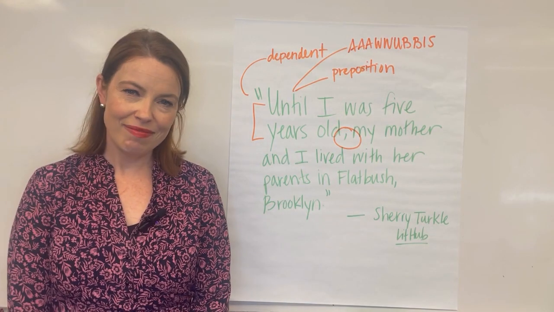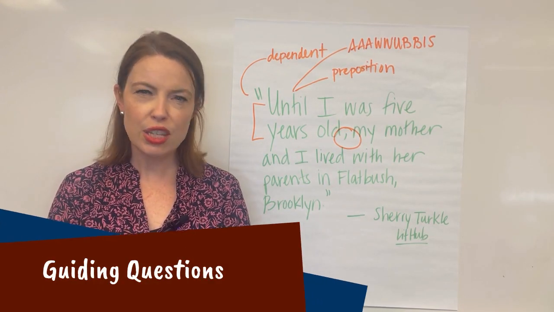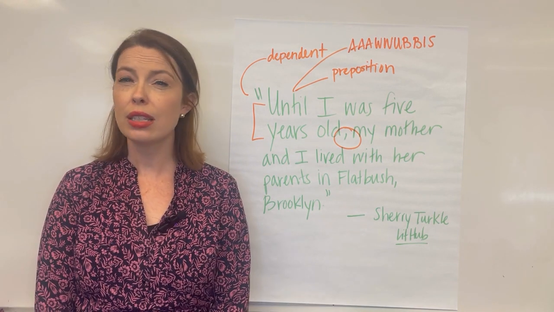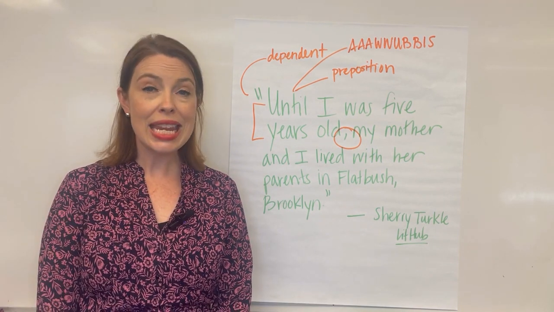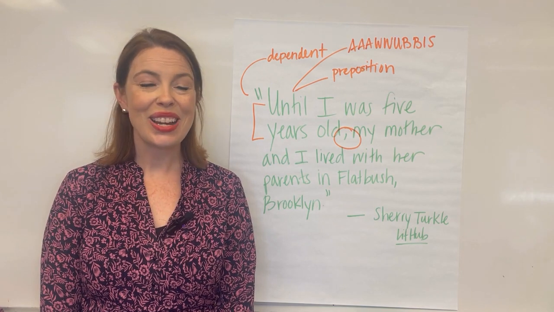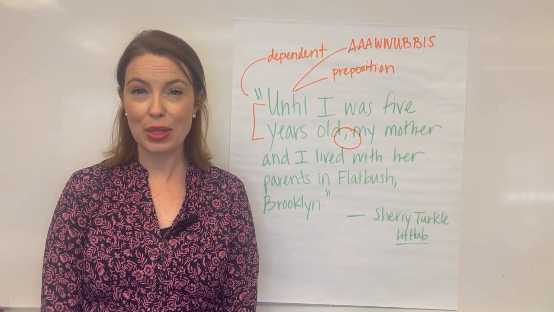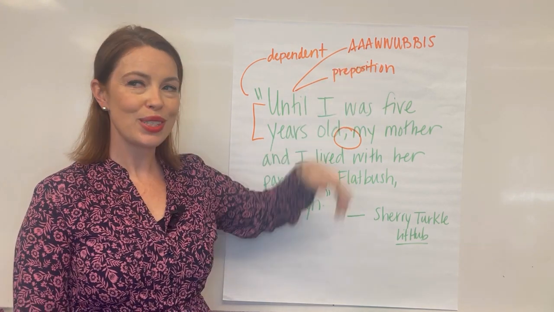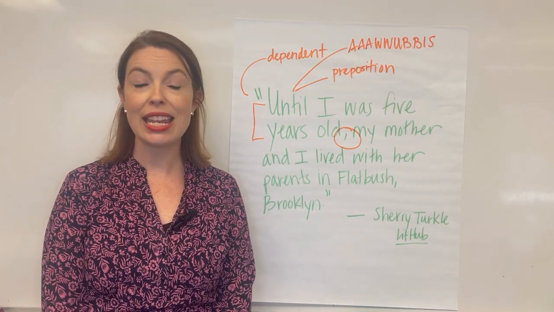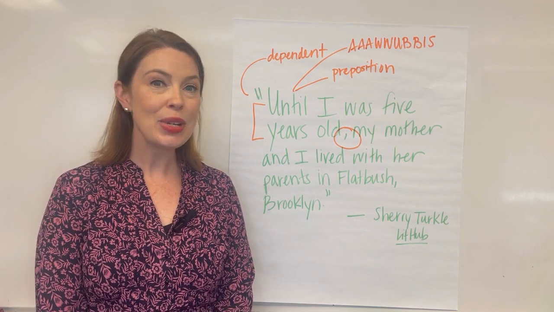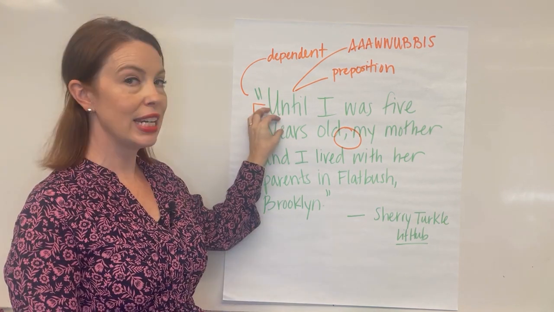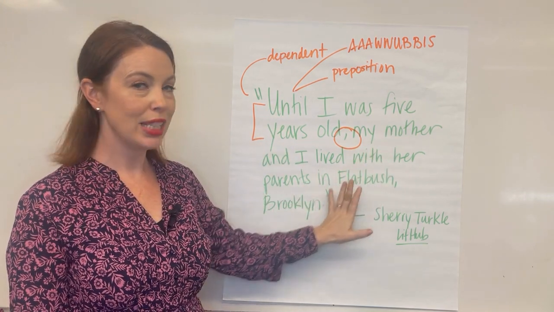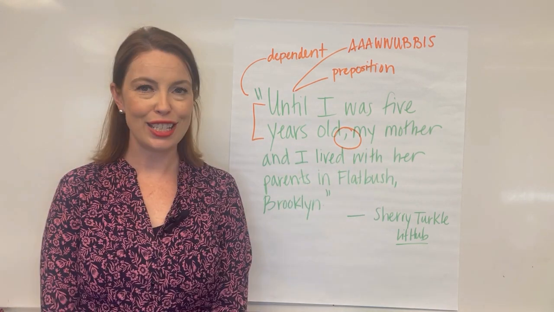So in your writing, can you find a place, can you find a sentence where it would be helpful for your reader to know a little bit more about when or where or under what conditions something took place? Try one of these AWUBIS words or a preposition at the beginning of a sentence and see what happens when you give a little phrase at the beginning that establishes some context for what's about to follow. And don't forget to use that comma.